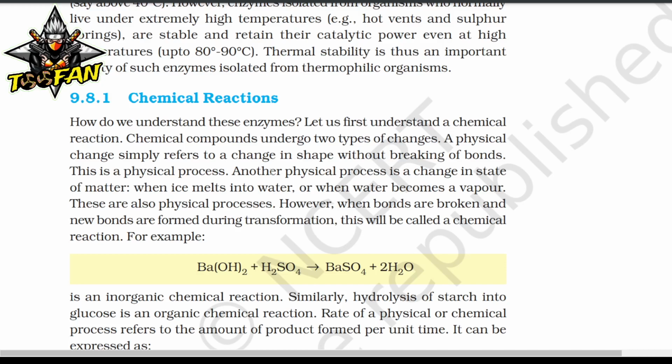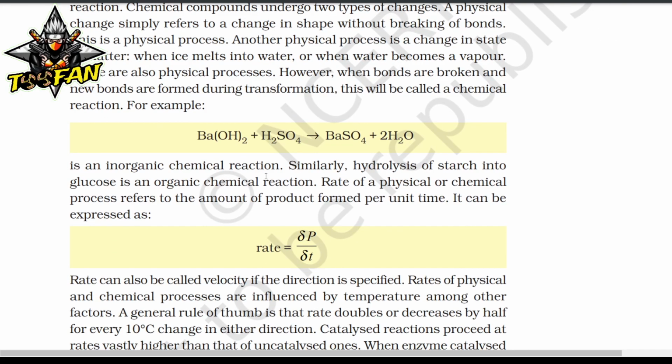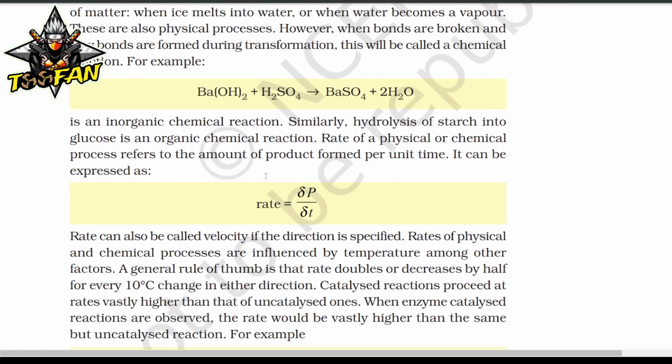However, when bonds are broken and new bonds are formed during transformation, this will be called a chemical reaction. For example, barium hydroxide plus H2SO4 gives BaSO4 plus 2H2O, which is an inorganic chemical reaction. Similarly, hydrolysis of starch into glucose is an organic chemical reaction. Rate of a physical or chemical process refers to the amount of product formed per unit time. It can be expressed as rate equals product per unit time. Rate can be called the velocity if the direction is specified.